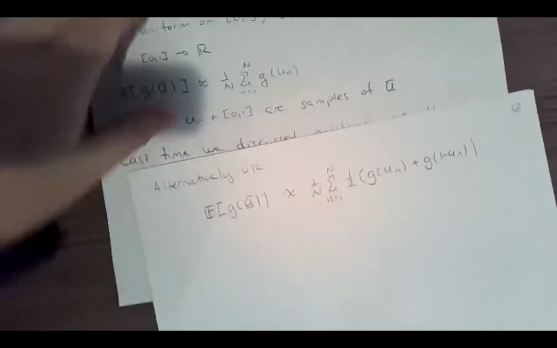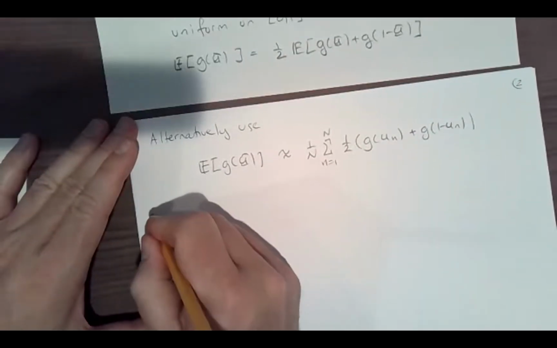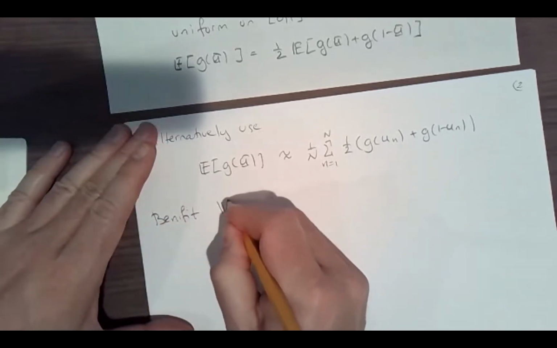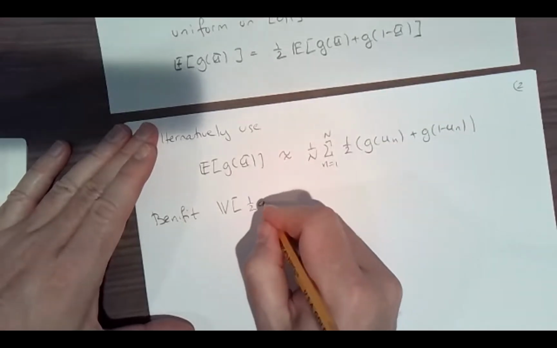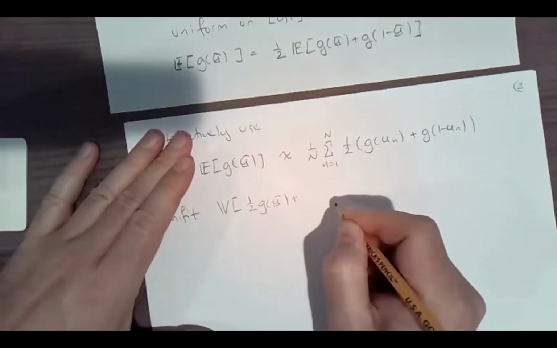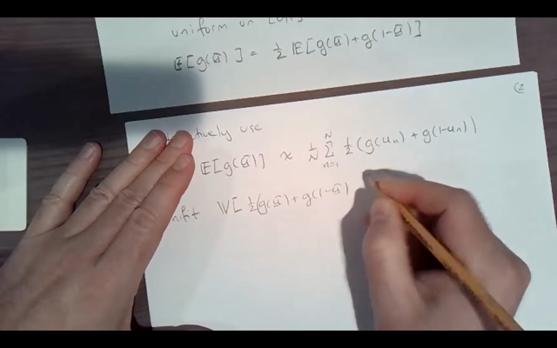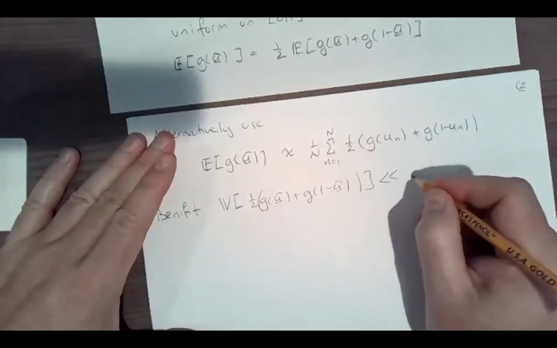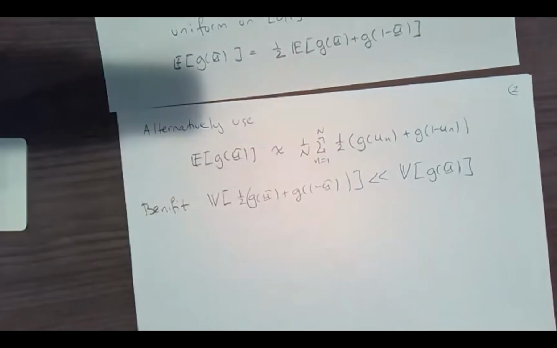And the benefit would be that the variance of 1/2 times g of U plus g of 1 minus U should be smaller, hopefully a lot smaller than the variance of g of U. So you get a more accurate procedure of doing this.